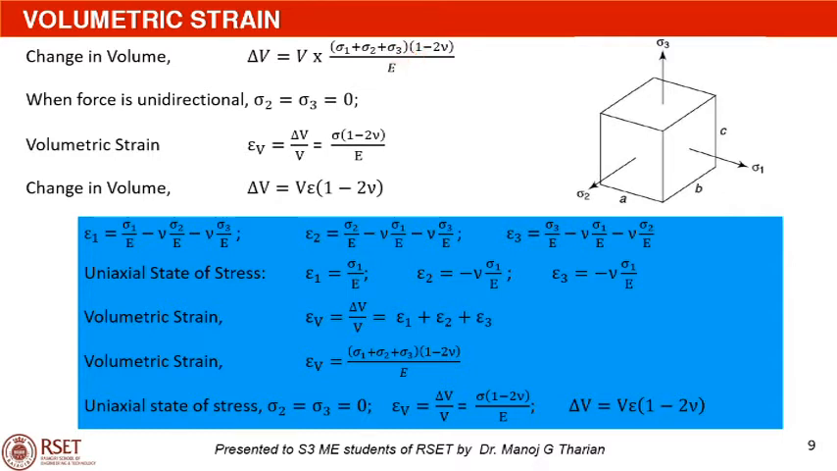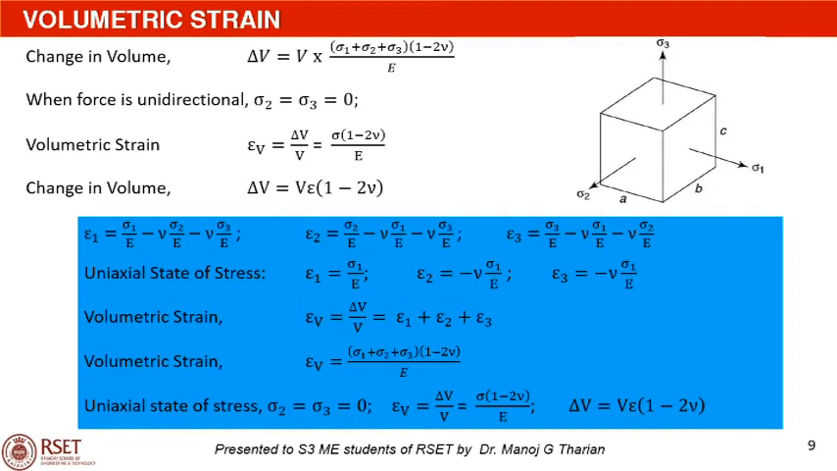Now, when the force is unidirectional, that is sigma 2 equal to sigma 3 equal to 0, we will have the volumetric strain epsilon V equal to delta V by V equal to sigma into (1 minus 2 nu) divided by E, or the change in volume delta V is equal to V into epsilon 1 whole into (1 minus 2 nu). Now let me just summarize some of the important formulas we have just now seen, which is important for solving the problems.